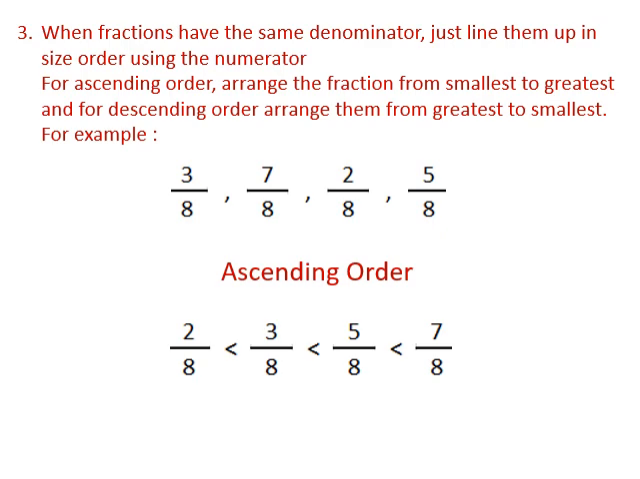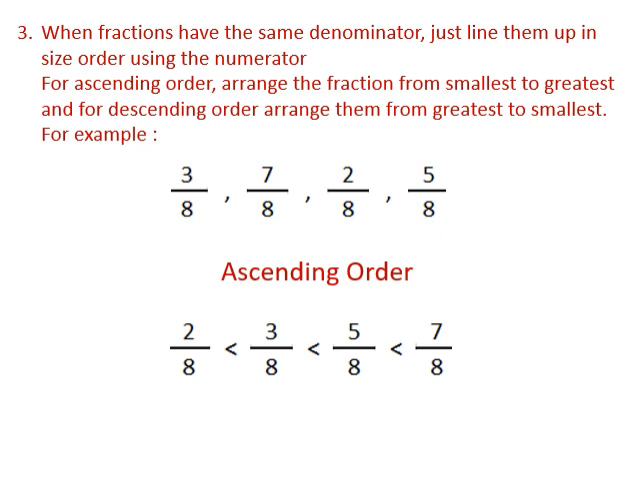Now for ascending order, you will see the smallest numerator first, and at the end you will write the greatest numerator. So here the smallest fraction would be 2 by 8, and then comes 3 by 8, and then 5 by 8, and at the last 7 by 8. You can see here 2 by 8 is the smallest fraction, whereas 7 by 8 is your greatest fraction. So the alignment from smallest to greatest fraction is called ascending order.